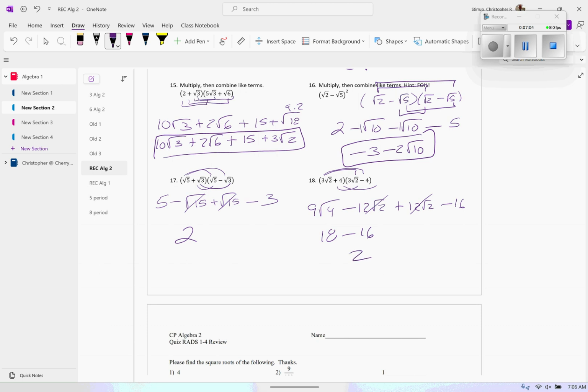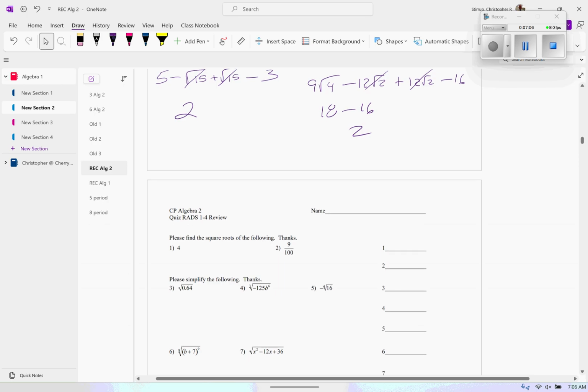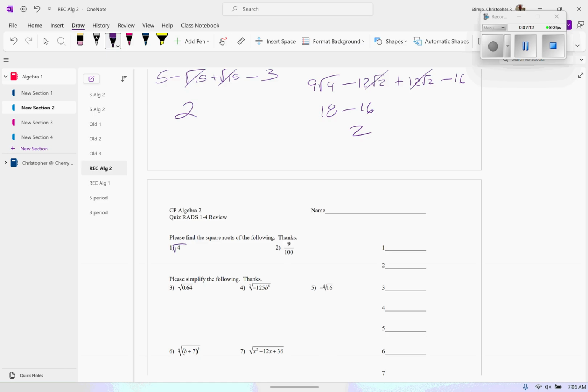All right, so let's take a look at this review. Please find the square roots of the following. Okay, so it's kind of weird. Square root of that is 2. Square root of that is 3 over 10. Use a calculator on that. That's going to give you 0.8.